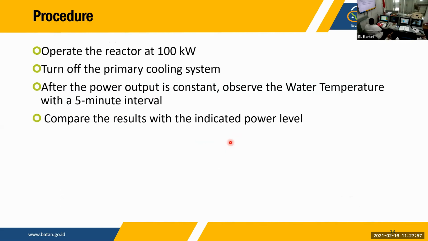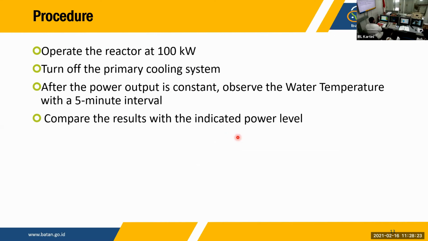So for the procedure for today, first we will operate the reactor at 100 kilowatts, and then we will turn off the primary cooling system. And after we achieve a constant power output, we will start to observe the water temperature at a 5-minute interval, and then we will compare the results with the indicated power level.